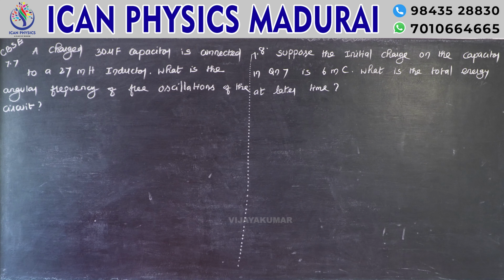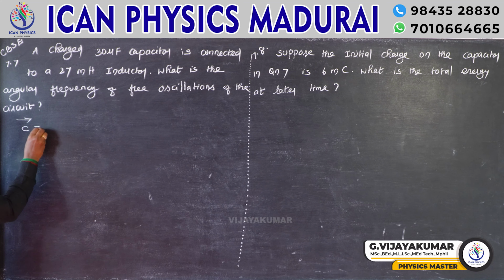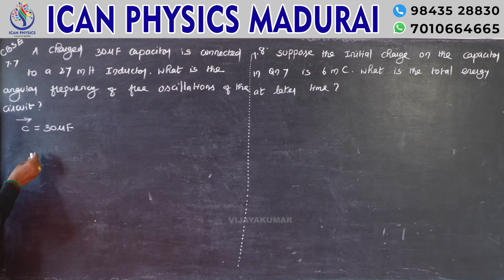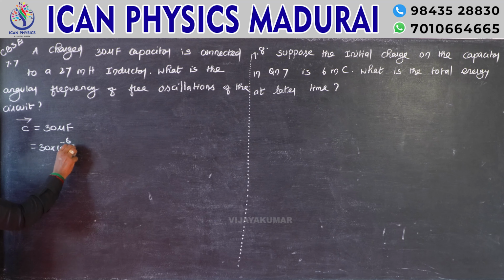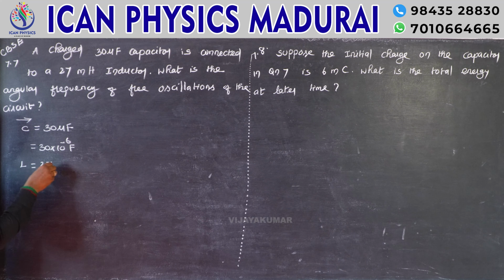A charged 30 microfarad capacitor. So C equal to 30 microfarad. Convert the microfarad into farad. So 30 into 10 to the power minus 6 farad is connected to a 27 millihenry. So L equal to 27 millihenry. Convert the millihenry into Henry. So 27 into 10 to the power minus 3 Henry.